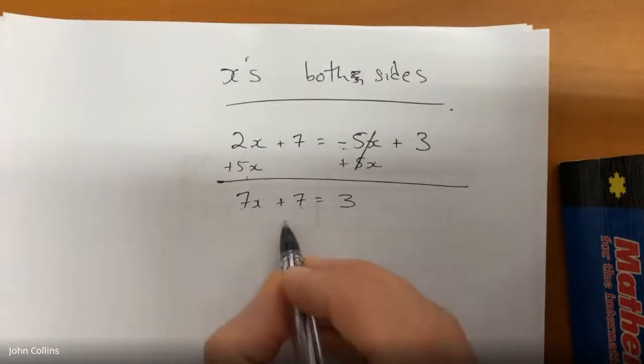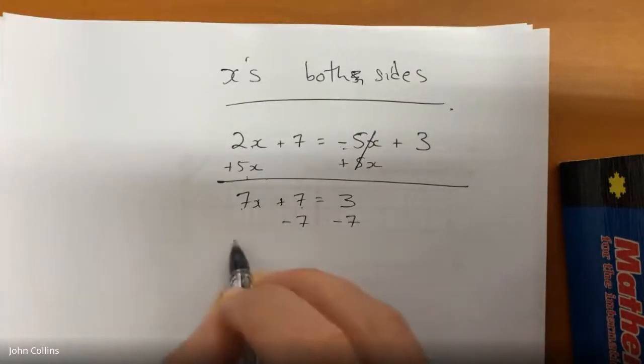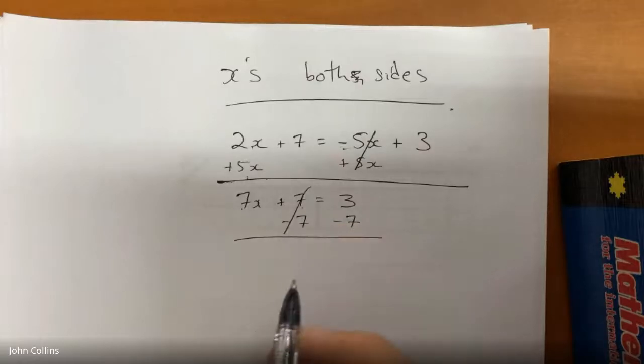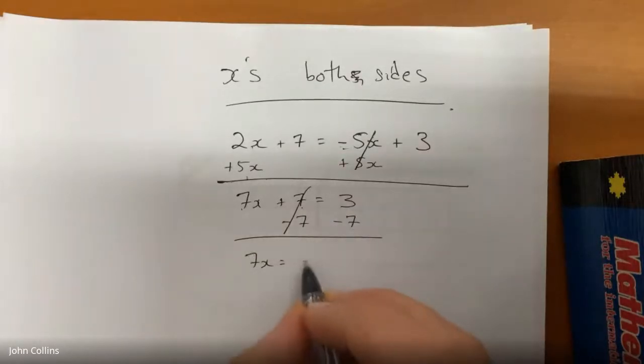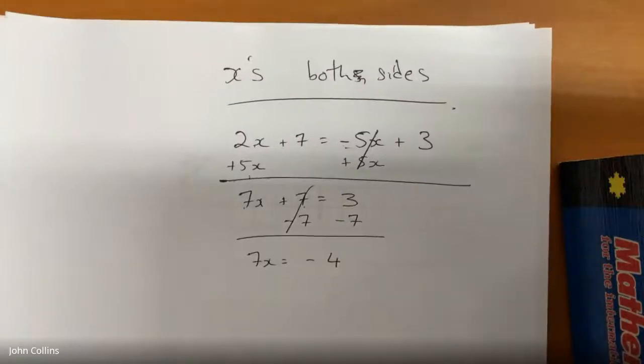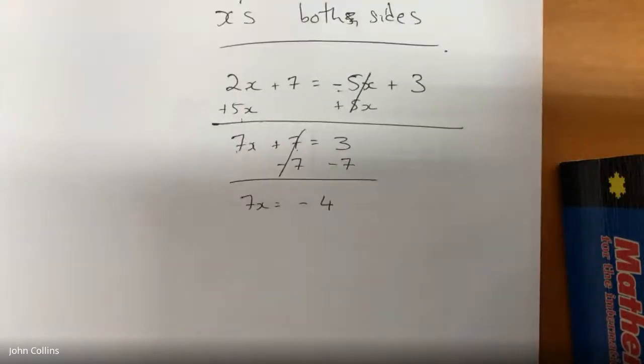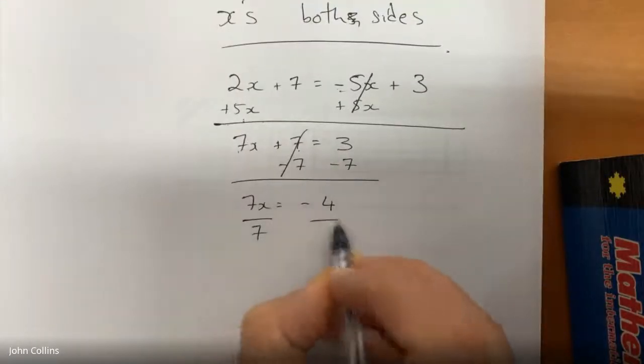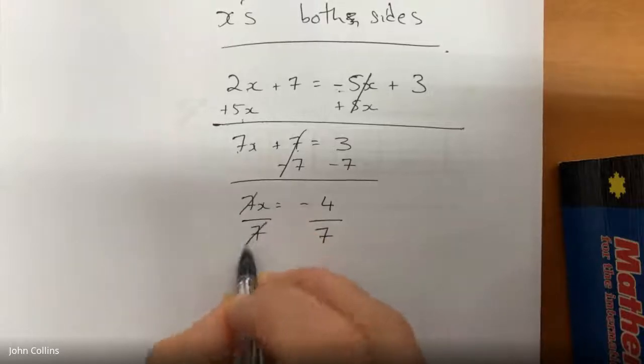Two numbers, 7 and 7, to get rid of. Get rid of this 7, subtracting 7. So I'm left with 7x is equal to 3 minus 7. So that goes into the negatives, negative 4. Dividing both sides by 7 to get rid of 7 times x.